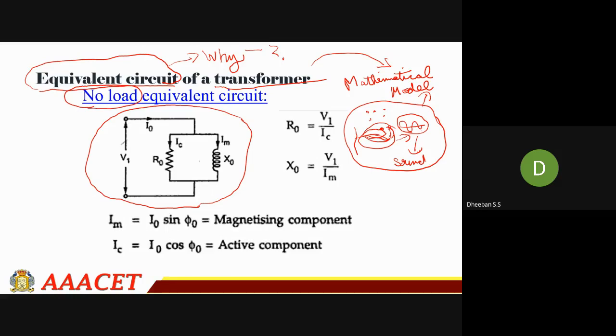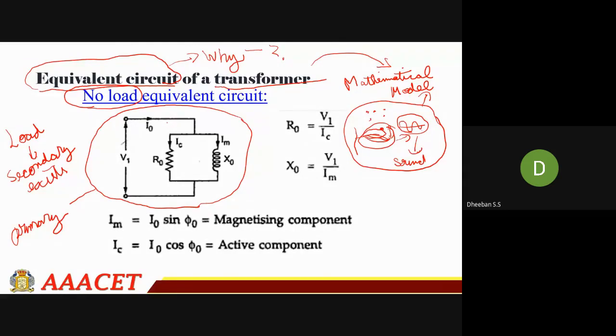Here you can clearly see that there is only your primary, but there is no secondary. Why? Because the secondary exists only when there is load. When load exists, your secondary side will exist; otherwise you can omit it. So now we are taking your no load condition. In the no load condition, there won't be a secondary side, so there will be only your primary side.